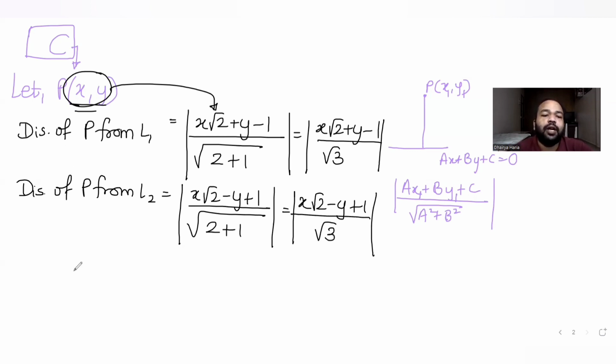Now we already have the condition here that we have been told the product of these two distances, so the product of the distance of P from L1 and the distance of P from L2.